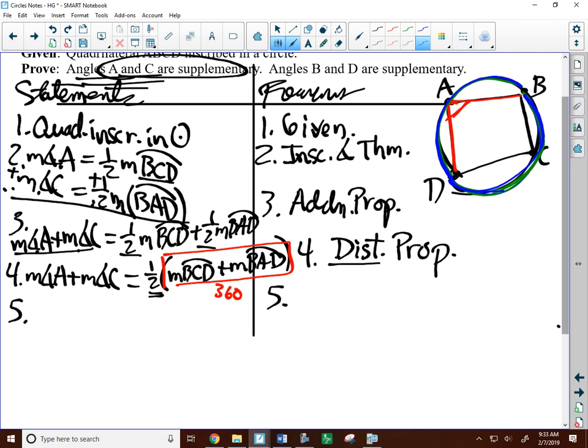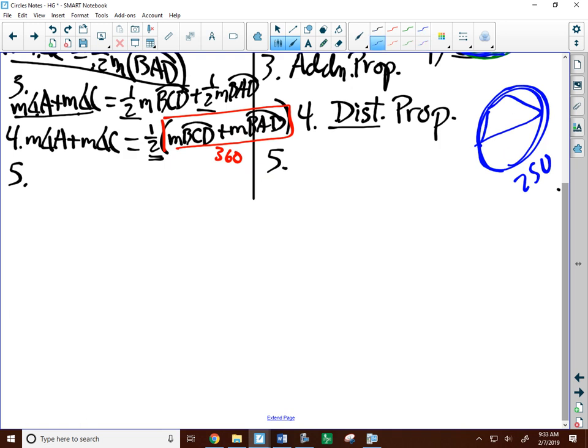Because you don't know that that's half of the circle. It could be like this arc is 250 or something, and this arc is 110. But we do know that they sum to 360. Sorry. Alright, so what I'm going to do is take a step and just say that these are 360. So the measure of arc BCD plus the measure of arc BAD, those together sum 360. And it's simply because it makes a full circle.